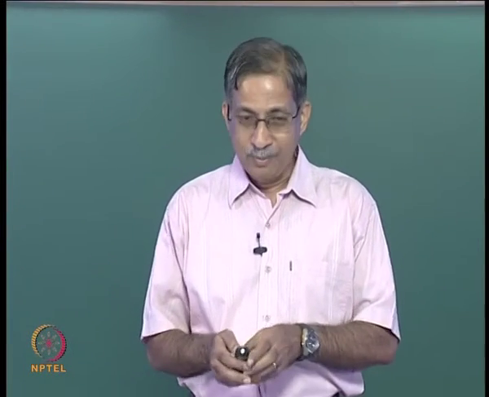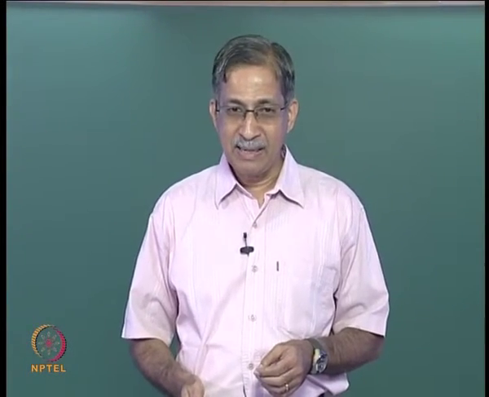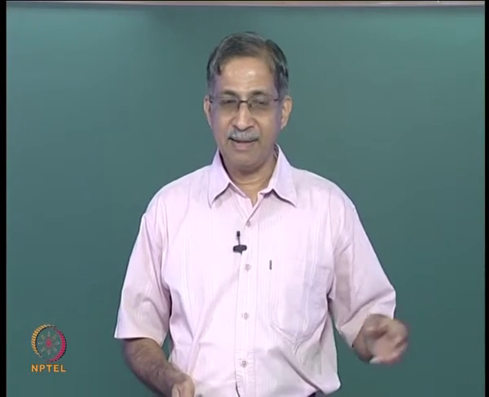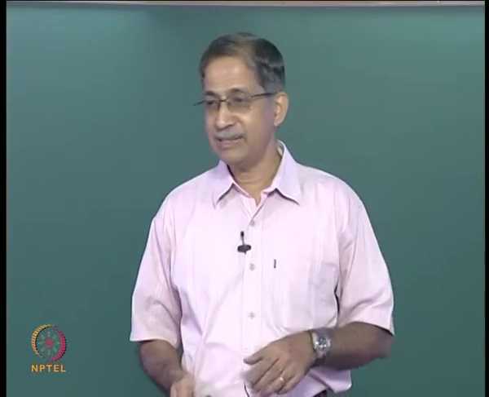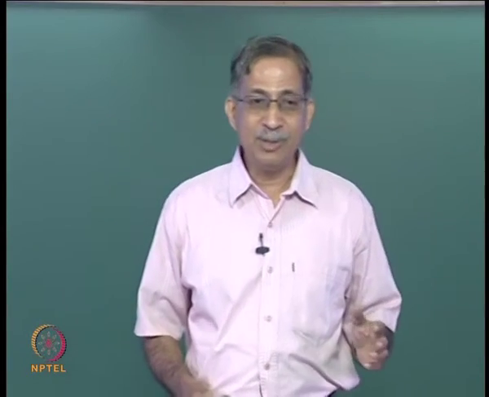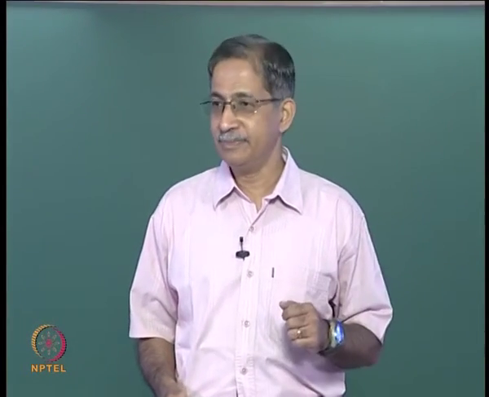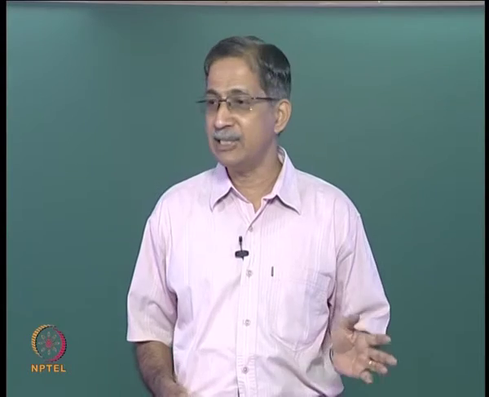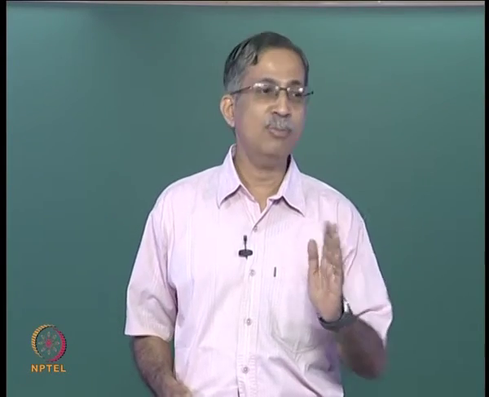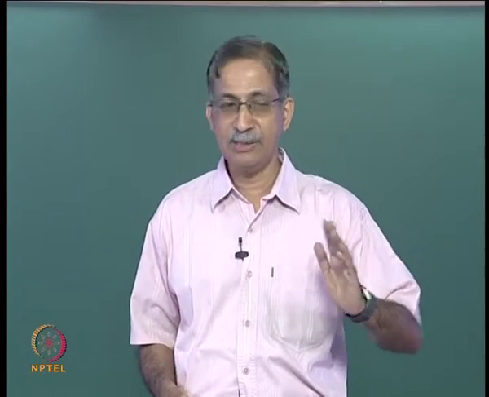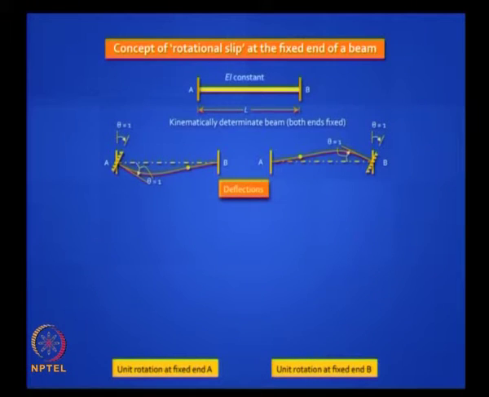Now here we will apply a rotation at the left end and the rotation at the right end, and we assume that this is happening on its own. We call it a rotational slip, okay, the ground moved, the fixity rotated on its own. So here what do you think, will you get bending moments? Of course you will, because the straight beam has become bent.